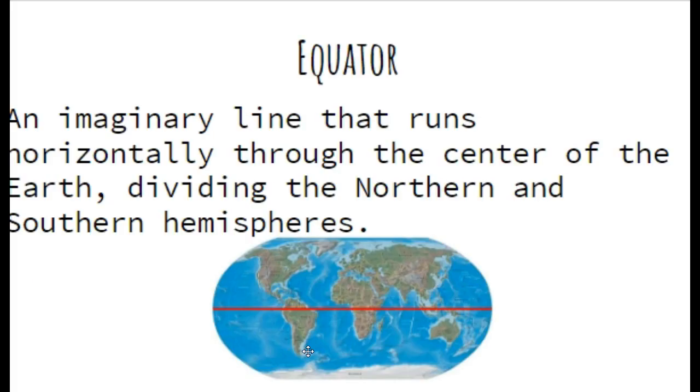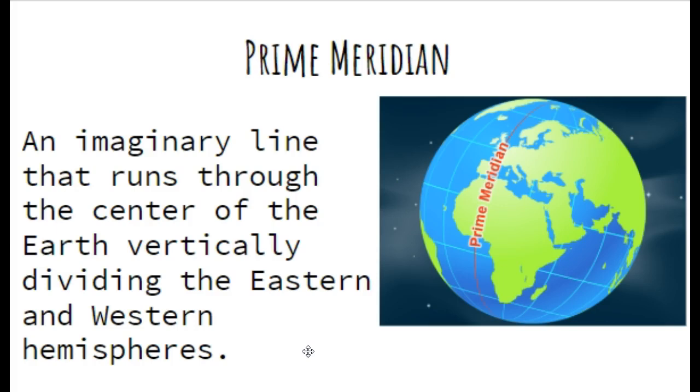The equator, an imaginary line that runs horizontally through the center of the earth, dividing the northern and southern hemispheres. The prime meridian, an imaginary line that runs through the center of the earth vertically, dividing the eastern and western hemispheres.